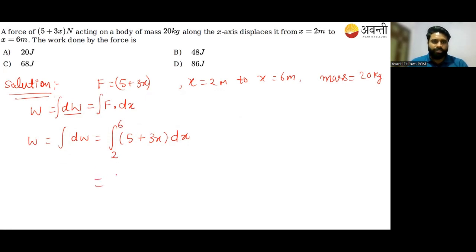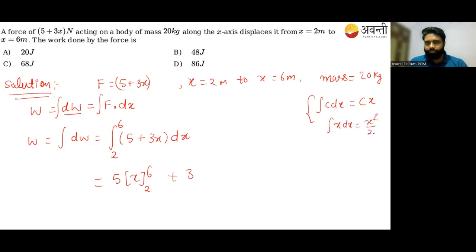Now it is a very simple question. Just put in the values. So it is 5 times the integration of dx from 2 to 6, plus 3 times the integration of x dx. Integration of any constant c dx is equal to c times x. And integration of x dx is x square by 2 plus a constant. This arbitrary constant comes for the indefinite integration, but here this is a definite integration. We know the exact limit, so there is no need of this arbitrary constant. So this is 3 times x square by 2, with limits from 2 to 6.